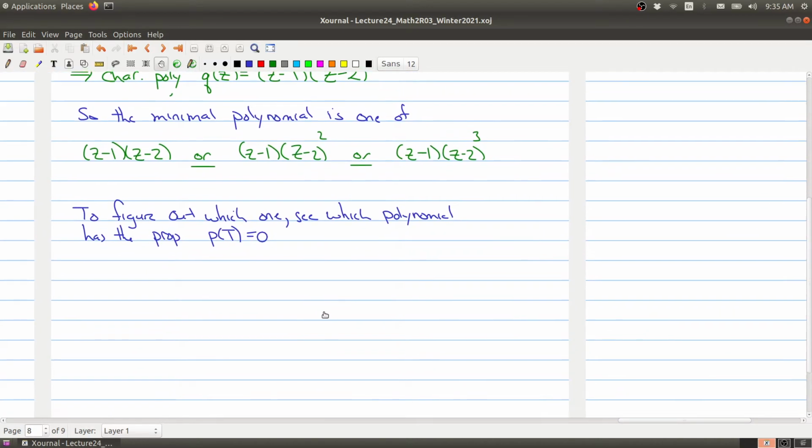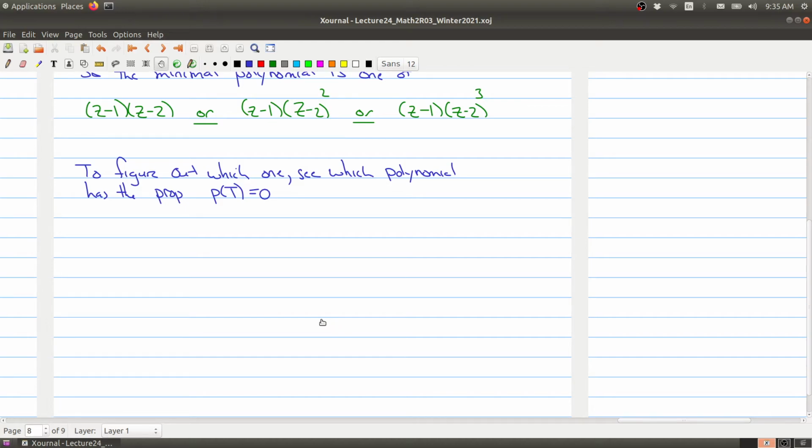And just to figure out which one is the right one, you just have to see which of these polynomials has the property that when you plug in T, you get the 0 operator. So our operator in this case is the matrix. We're doing everything in terms of the matrix. So you're looking at the matrix A minus the identity matrix of size 4, and then you have A minus 2 times the identity matrix of size 4. And if you do the calculations, this gives you 0, 0, 0, 0, 1, 0.